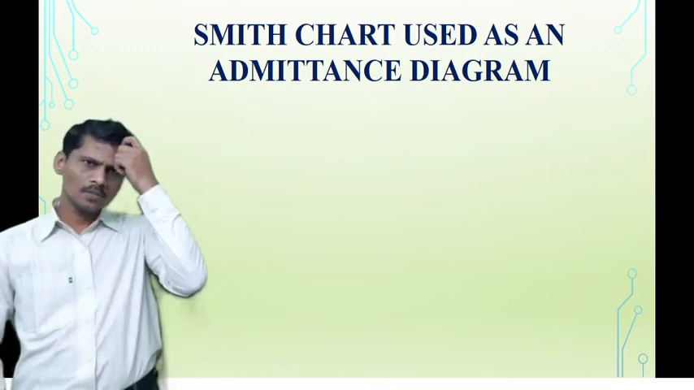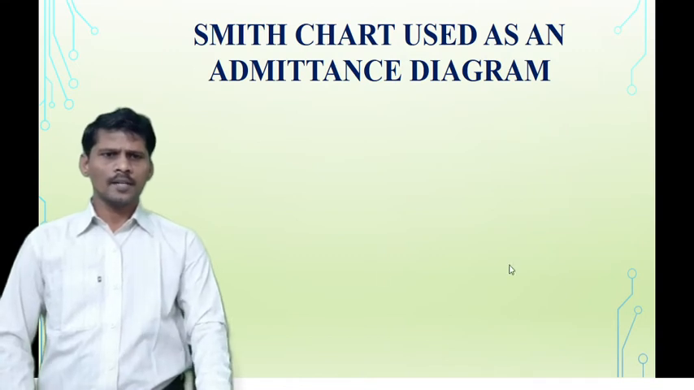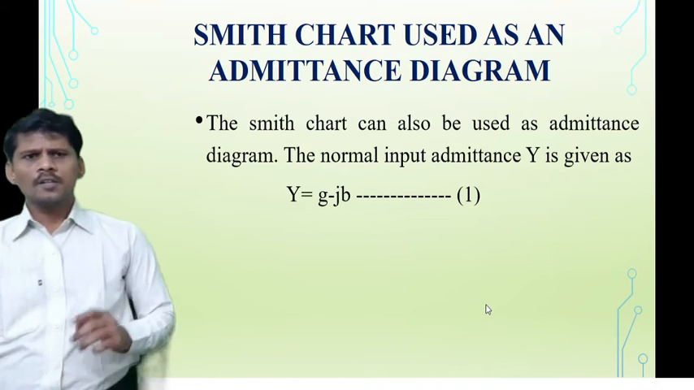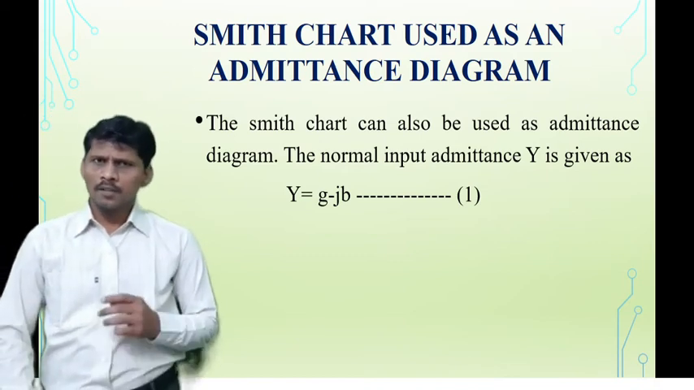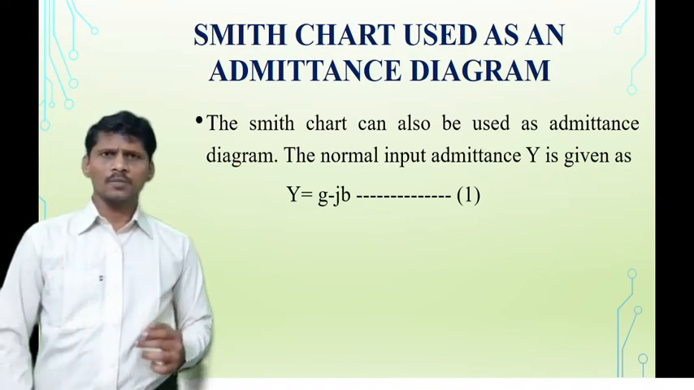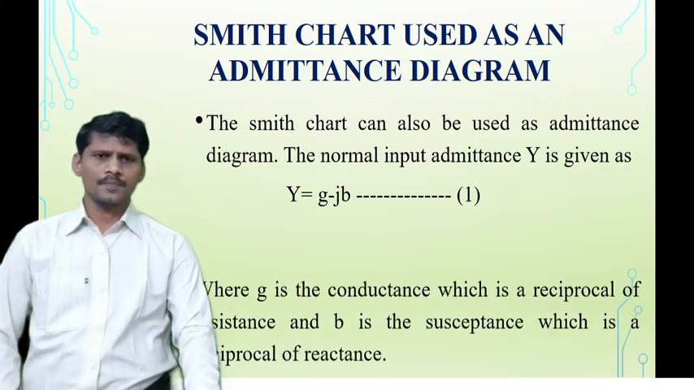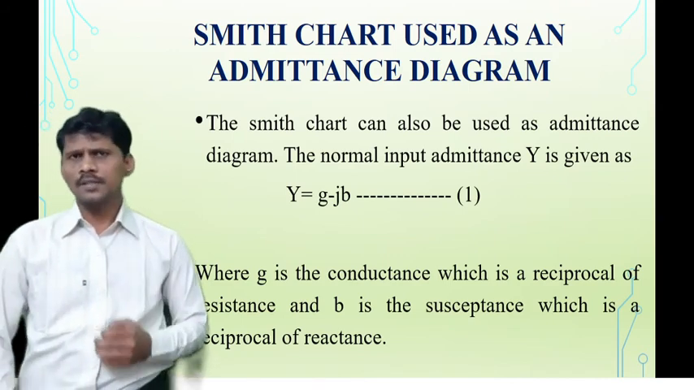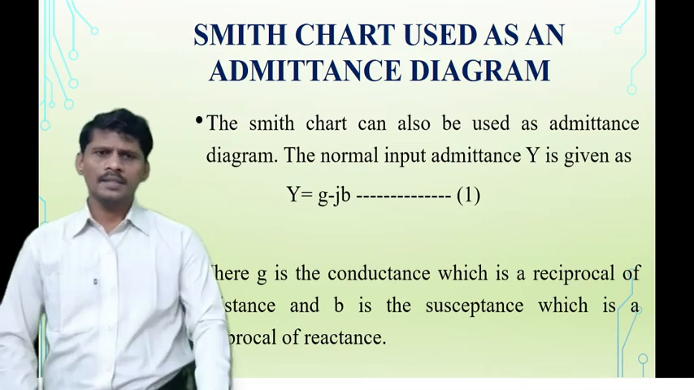Next, coming to the Smith chart used as an admittance diagram. The Smith chart can also be used as an admittance diagram. The normalized admittance is given by y is equal to G minus jB, where G is the conductance, which is the reciprocal of the resistance, and B is the susceptance, which is the reciprocal of the reactance.